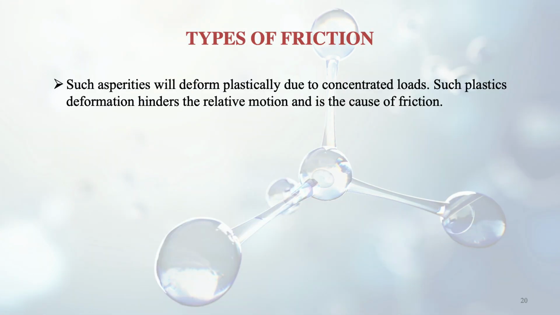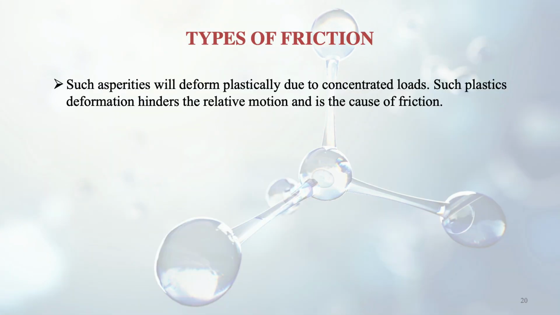And such asperities will deform plastically due to concentrated load. Suppose there are peaks between the two surfaces that are coming in contact, and then you apply a load, suppose from the top on one of them. Then these peaks will deform plastically, and this plastic deformation will hinder the relative motion, because then it will try to stick to the other piece if there are two pieces, and thus friction will increase.